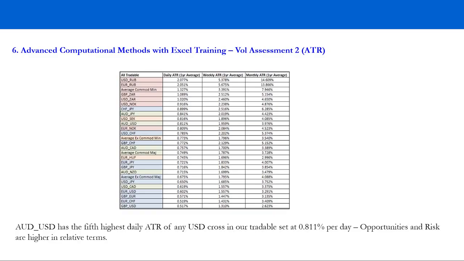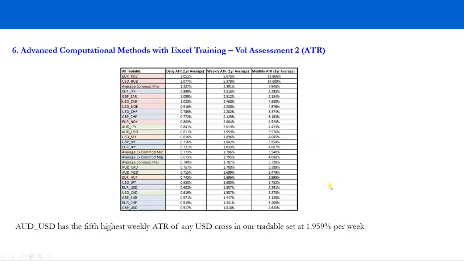Their exposure in their export markets is very diverse to a multitude of variables. So if we look at the Aussie dollar, US dollar over a weekly ATR period, we can see similar results. We can see that the Aussie has the 5th highest weekly ATR of any US dollar cross.